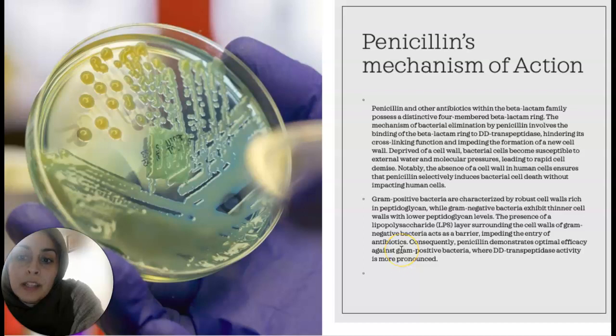Gram-positive bacteria are characterized by robust cell walls rich in peptidoglycan, while gram-negative bacteria exhibit thinner cell walls with lower peptidoglycan content. The presence of the LPS layer surrounding the cell wall of gram-negative bacteria acts as a barrier. This impedes the entry of antibiotics, so penicillin demonstrates optimal efficacy against gram-positive bacteria, where DD-transpeptidase activity is more pronounced.